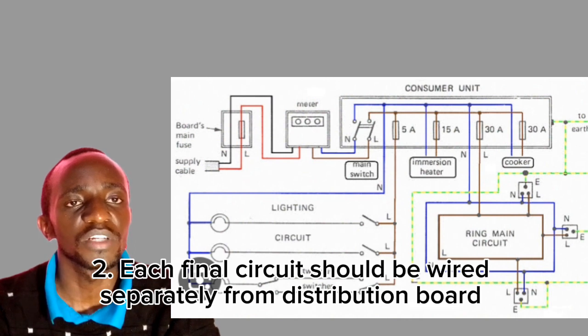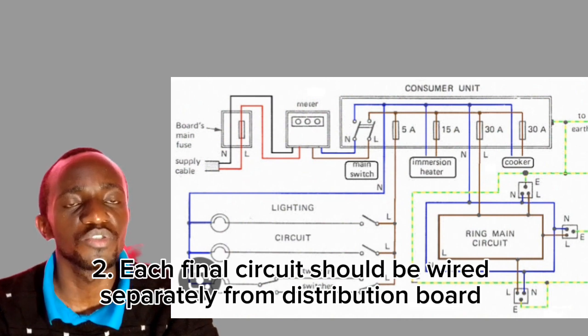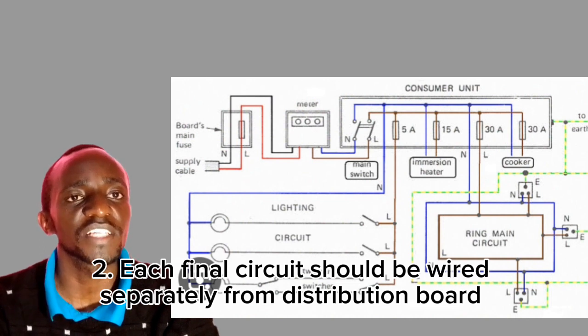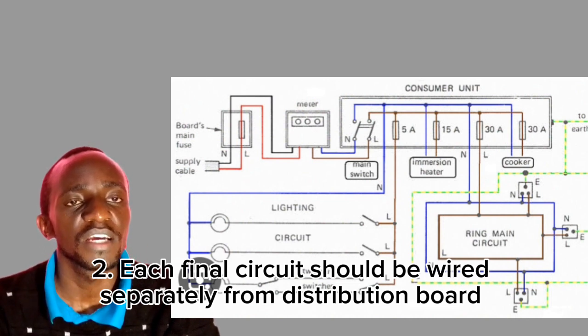The regulations also state, or require, that all final circuits should be wired separately in the distribution board, such that the circuit that is controlling lighting is wired by different wires from the one that is controlling socket outlets, and the one which is controlling socket outlets is also wired by different wires from the circuit that is controlling cooker units, all the way to all the final circuits that have been connected in that installation.